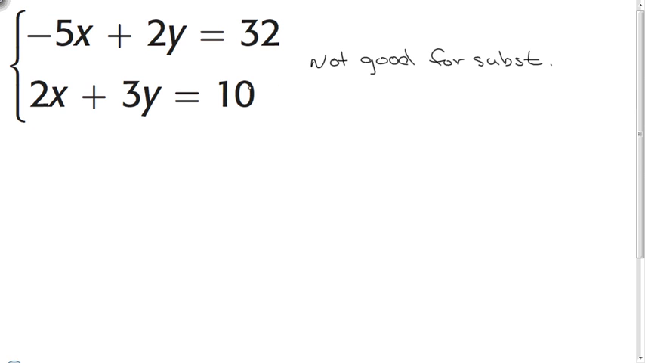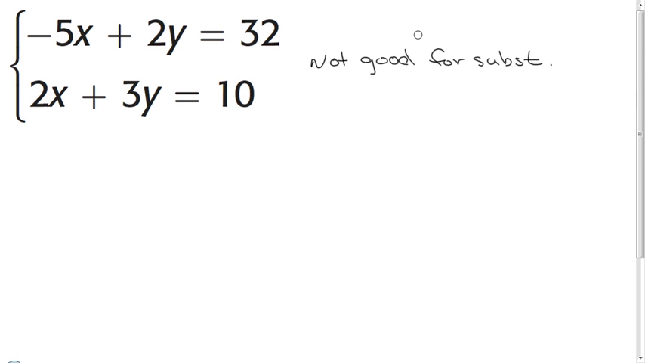Now the one that I want you to try, I'm just going to give you a tip here to get started, that I need to get opposite coefficients here for either x or for y. And when I start by looking at the x's, there's not a whole number I can multiply this equation by to get that coefficient to be a positive 5. And there's not a whole number I can multiply this equation by to get this coefficient to be a negative 3. So I'm actually going to have to multiply both equations by different things.